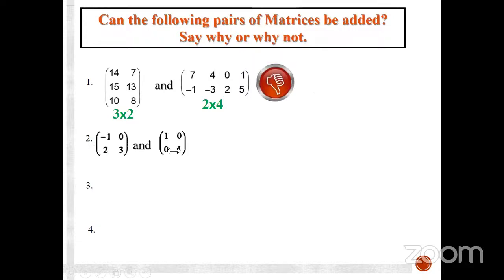All right, let's look at another pair. Let's hear what you have to say about this pair. What's the order of the first one in this pair? Type in the chat. What's the order of the first matrix in this pair? All right, 2 by 2, that's Amy saying 2 by 2. And all 2 by 2 all the way. All right, and the second is also a 2 by 2.